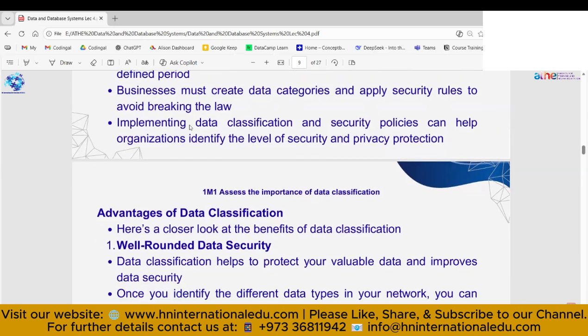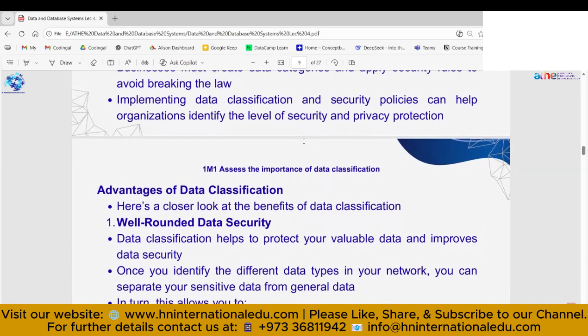Because if you classify your data into different levels, whether it's public, protected, internal or anything else, this can help you implement the security policies accordingly. If it's public data, then it's not really that secure, so you're not going to implement too many security policies. But if it's top-tier classified data, then obviously you need to implement security policies.